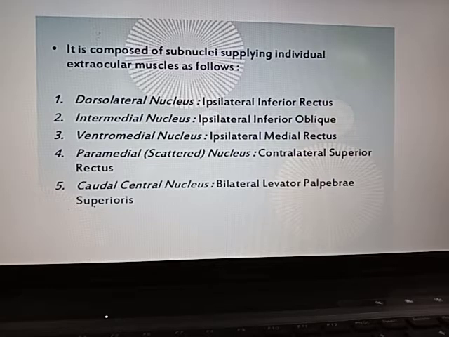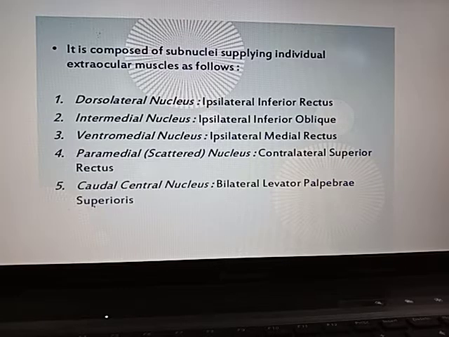It is composed of subnuclei supplying individual extraocular muscles as follows. Then come to the names of these subnuclei and the parts they supply. The dorsolateral nucleus supplies the ipsilateral inferior rectus. The intermediate nucleus supplies the ipsilateral inferior oblique. The ventromedial nucleus supplies the ipsilateral medial rectus, and the paramedial or scattered nucleus supplies the contralateral superior rectus. And the caudal central nucleus supplies the bilateral levator palpebrae superioris.